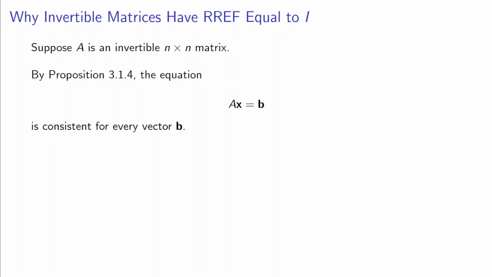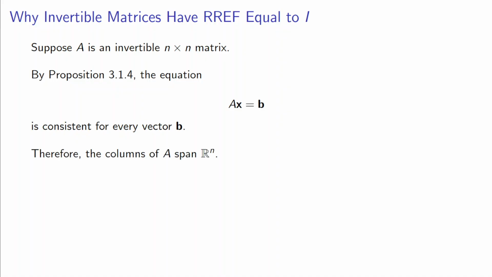What about this idea that we looked at earlier, where we have an algorithm of sorts for finding this inverse by row reducing the matrix A to the identity? Why do we know we can row reduce a matrix A to the identity if it is invertible? So suppose A is an invertible n by n matrix, then by that previous proposition, the equation Ax equals B is consistent for every vector B.